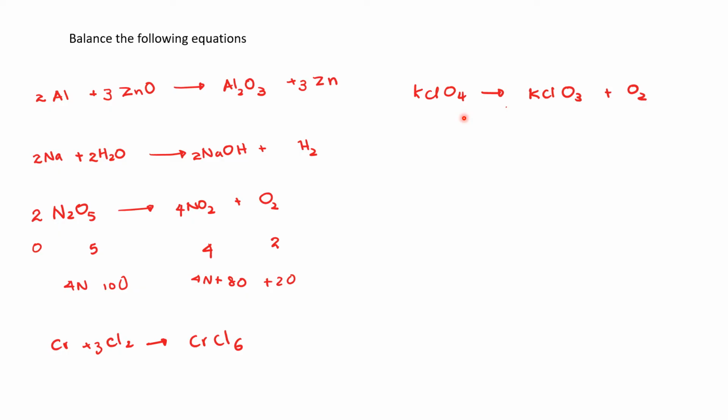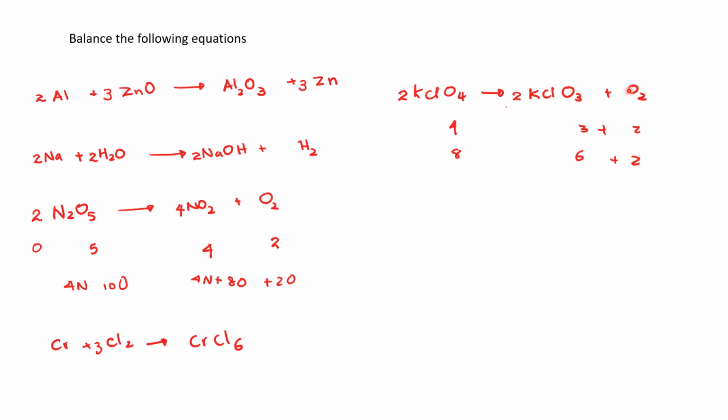So we have 4 oxygens this side, 3 oxygen plus 2, 5. So how do we balance? We are going to add 2 to this side. That will make you have 8 oxygens. And if you have 8 oxygens, we already have 2, that means we are in need of 6 oxygens. So we are going to add 2 to this side. That makes this equation balanced.